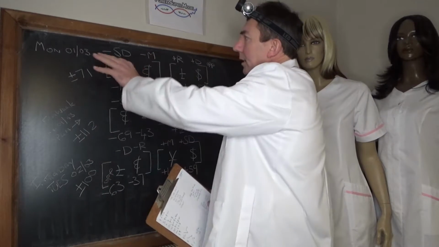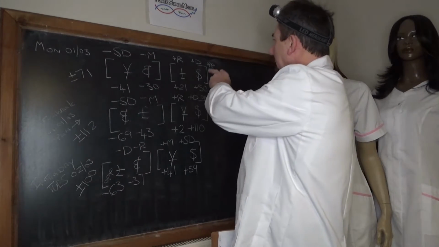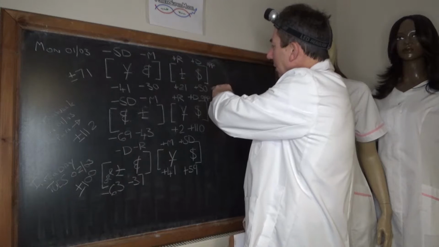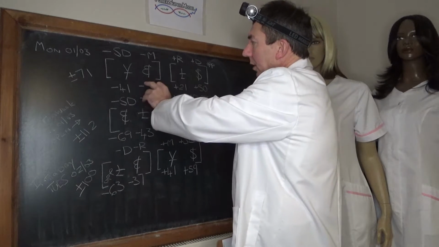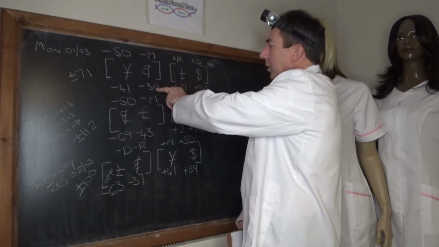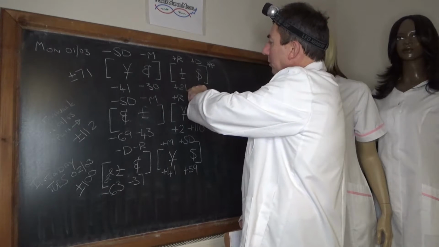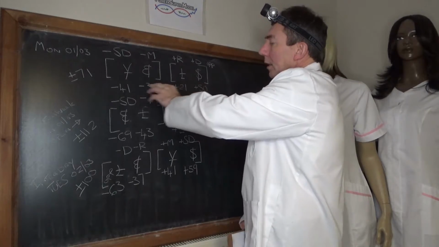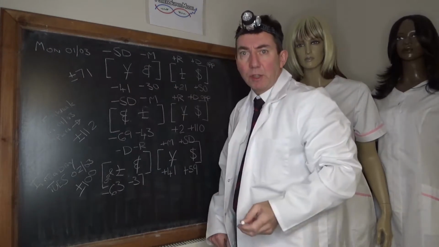Right, yesterday then, Monday the 1st, we had a positive opposed driver in the dollar at plus 50, front and back door flows mainly coming out of the yen at minus 41, next out of the euro at minus 30, and the pound was the positive rock at plus 21. Activity plus or minus 71.